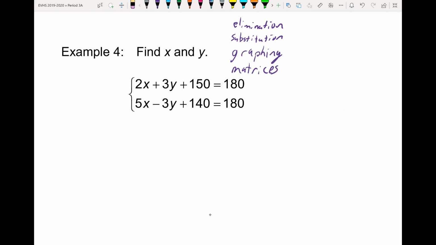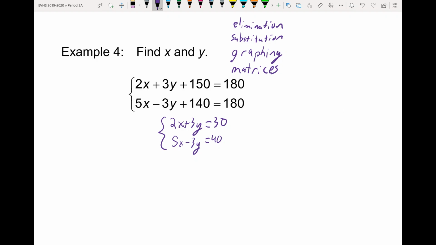Now, but before I do my elimination step, I want to get my variables on one side and numbers on the other. So I've got 2x plus 3y is equal to, let's subtract this 150 and I get 30. For the bottom equation, 5x minus 3y is equal to 40. And yes, that brace is important. Lets me see that's one solid unit.